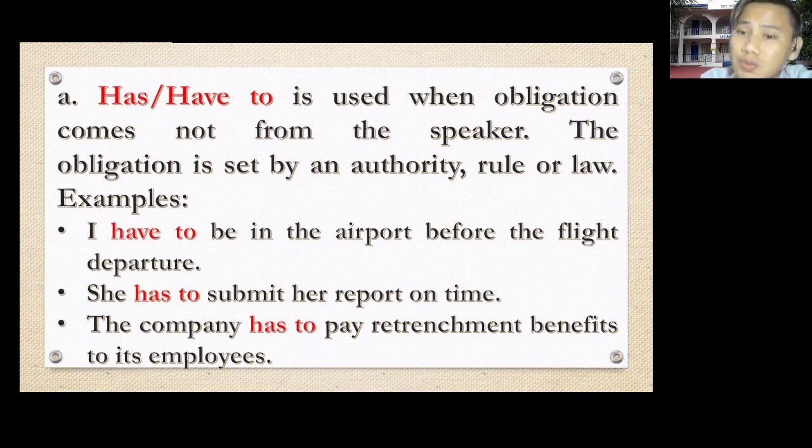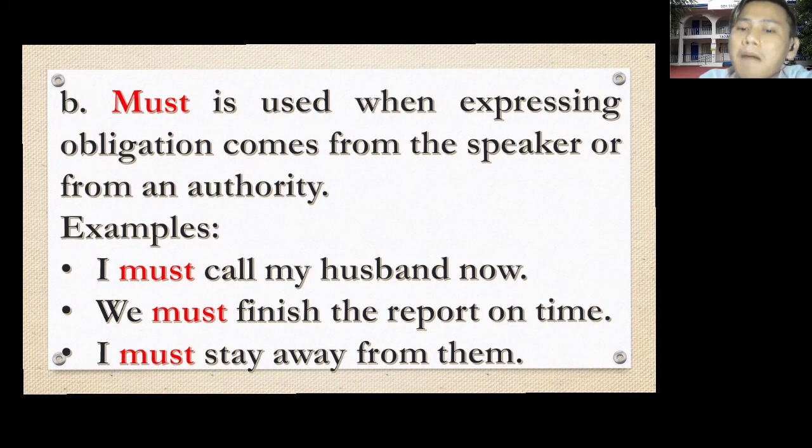Okay, always bear that in your mind. So next is must. All right. So must is used when expressing obligation coming from the speaker or from an authority. Okay, just like our examples here, I think there's no need to elaborate it further, but let us get to know it more.